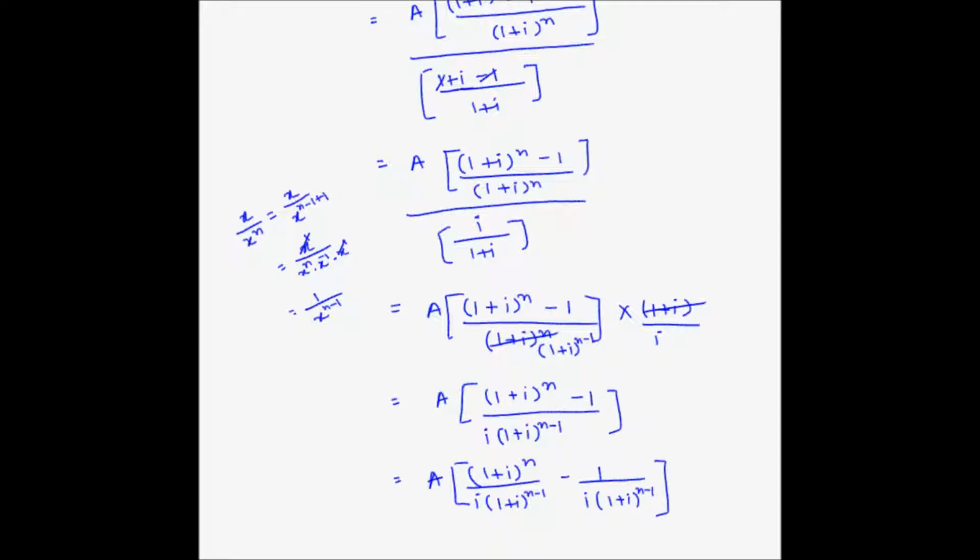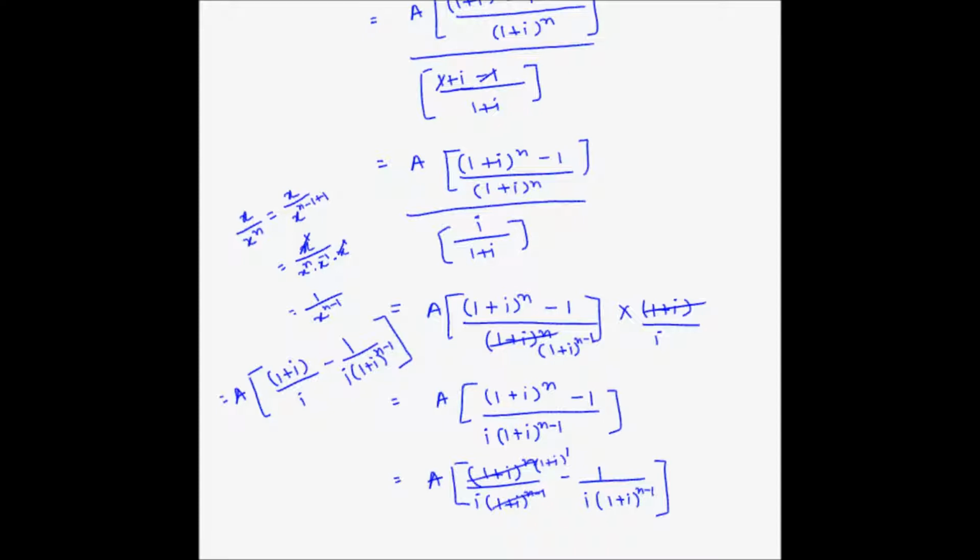So again here the numerator can be written as 1 plus I to the power n minus 1, and this gets cancelled, and this will become 1 plus I to the power 1. So this becomes A into 1 plus I divided by I minus 1 divided by I into 1 plus I to the power n minus 1.